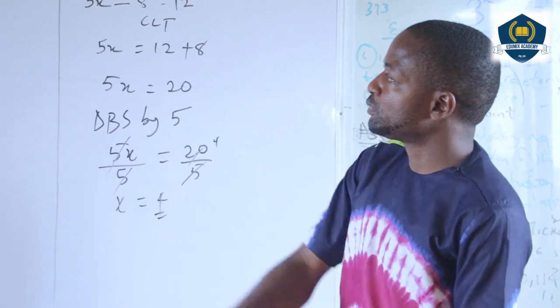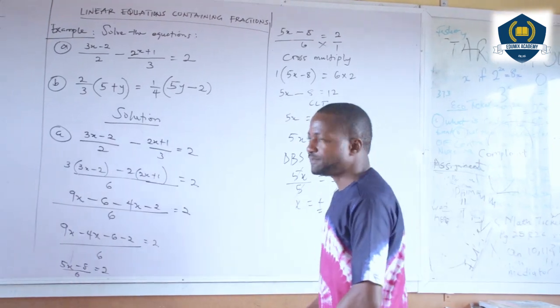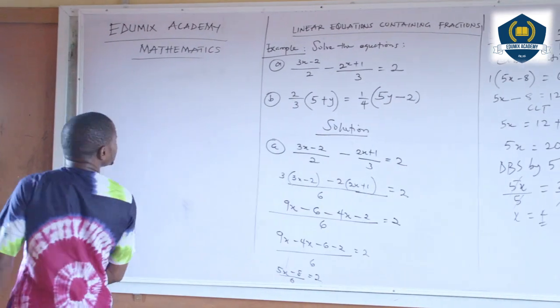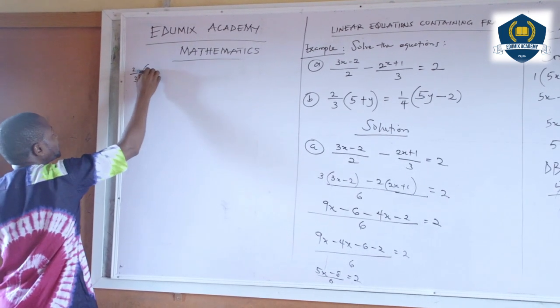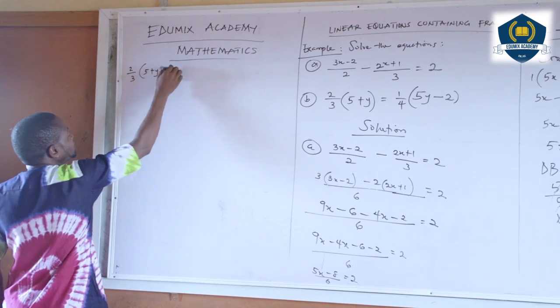Alright. So the second question, I'm going to solve it on the other side of the board. Now what we have here is this. You have 2 over 3 into bracket 5 plus y equals 1 over 4 into bracket 5y minus 2.